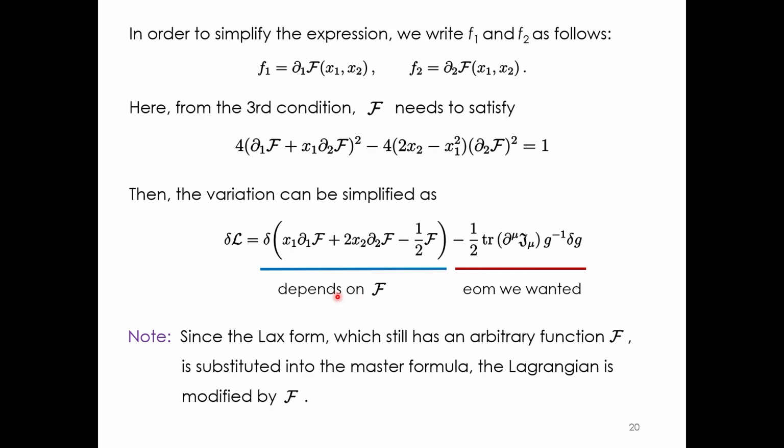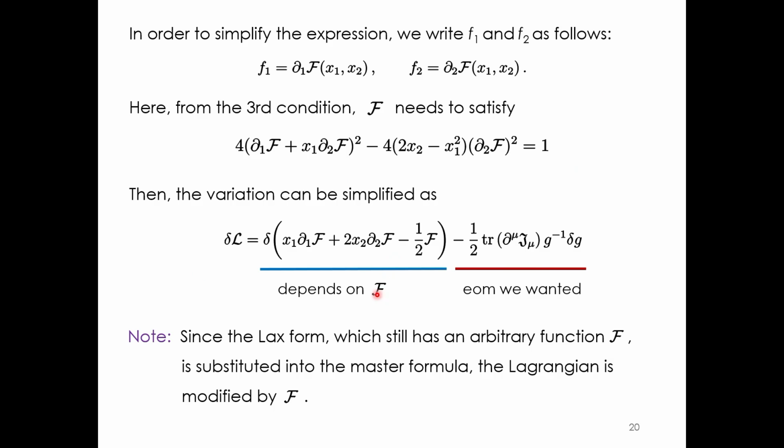Since the Lax form contained F1, F2, the unknown function is now characterized by this curly F. So this curly F is included in the Lax form, and the Lax form is put into the master formula Lagrangian. That's why this F appeared in the variations of the master formula Lagrangian. So the master formula Lagrangian may not be the true Lagrangian, because the Lax pair has not been determined.